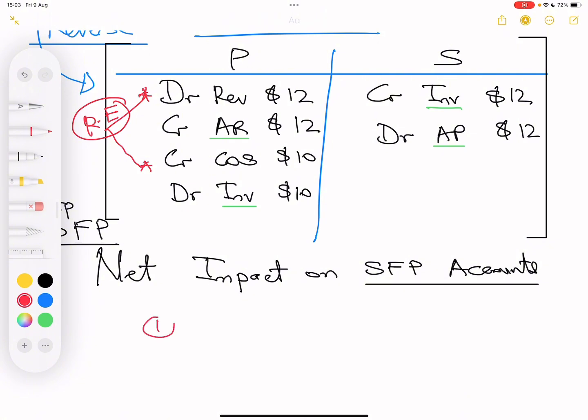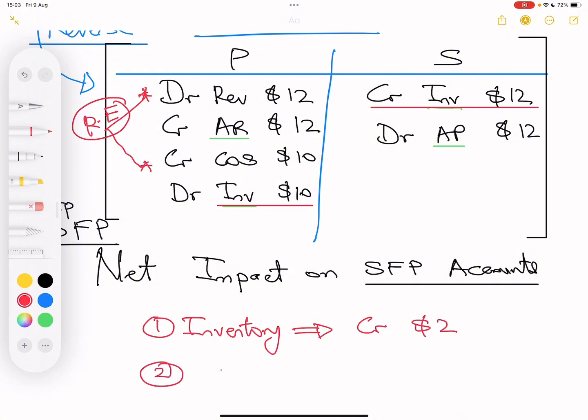The first one is inventory. And what is the net impact of our adjustment on inventory? We have credit of $12 here and debit of $10 here. That is a net credit of $2.